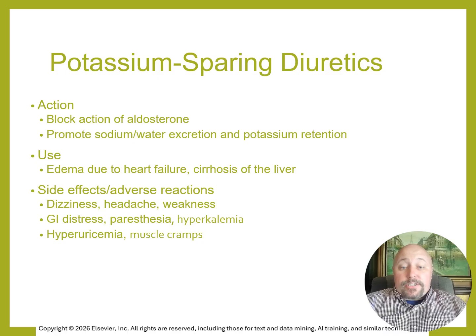Potassium sparing diuretics. These block the action of aldosterone while promoting sodium and water excretion along with potassium retention. They are used in the cases of edema due to heart failure, cirrhosis of the liver, and have side effects ranging from dizziness, headache, weakness, GI distress, paresthesia, hyperkalemia, because again, unlike thiazides and loop diuretics that are flushing out the potassium, potassium sparing diuretics are excreting water while blocking the body's ability to excrete potassium.